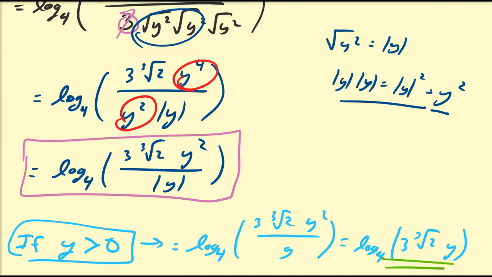So that's just some examples on how you can use the properties of logarithms to rewrite expressions, make things easier, make things more condensed, make things more expanded. There's several different instances where you would want one over the other.